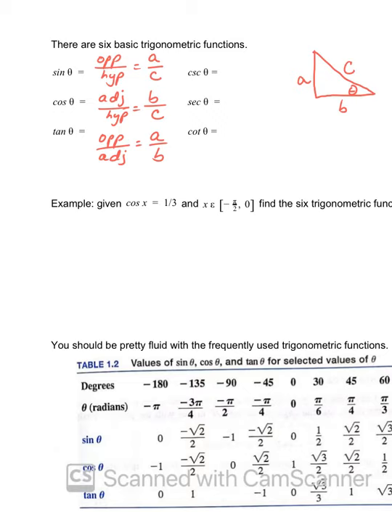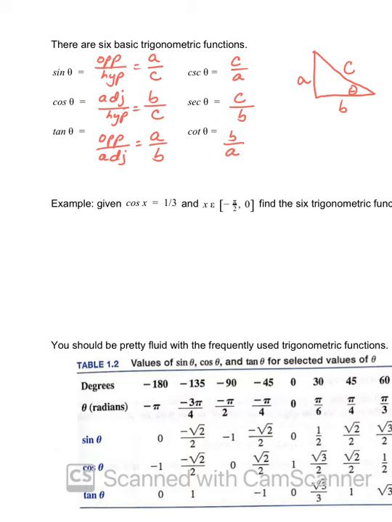Cosecant is the reciprocal of sine, so since sine theta is A over C, cosecant theta would be C over A. Secant theta is the reciprocal of cosine, so since cosine is B over C, secant is C over B. And cotangent is the reciprocal of tangent, so this would be B over A.